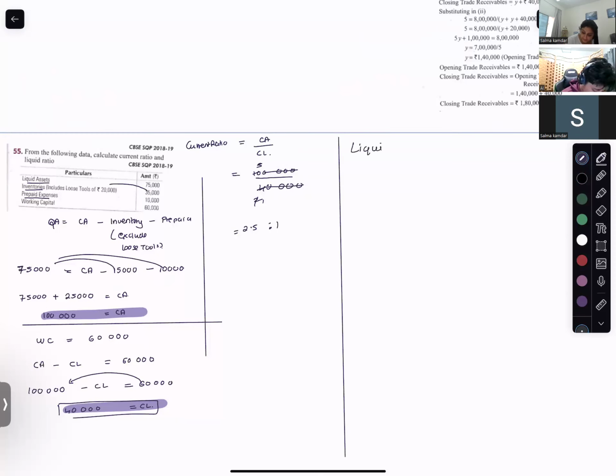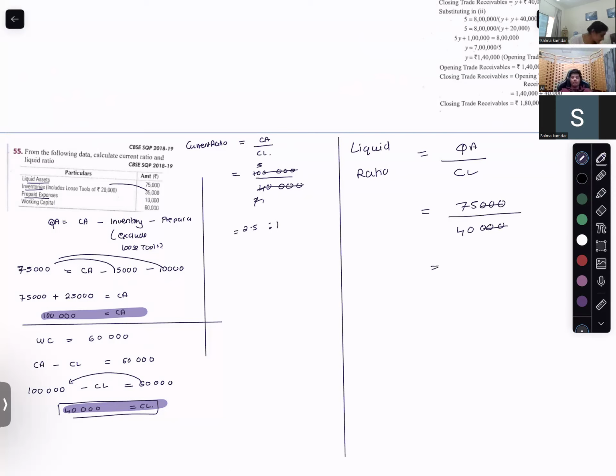Liquid ratio. Quick assets over current liability. Quick assets is how much? It's given to me, 75,000. Current liability is 40,000. 1.8, you've done the calculation? 1.875 is to 1. I hope you've not done it on the calculator.